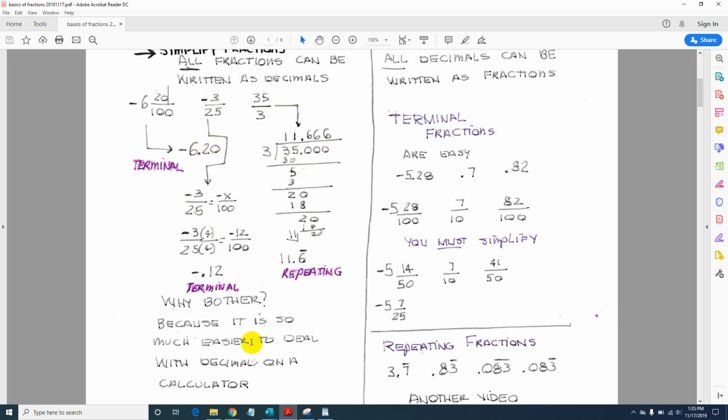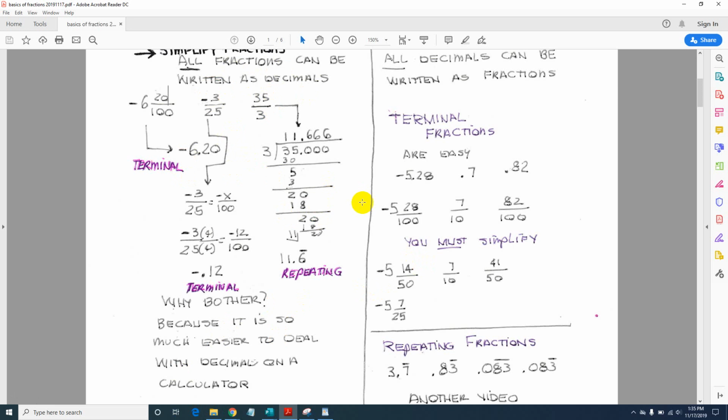Got it? Okay. Why bother do this? Why do we bother do this? Well, because it's much easier to deal with a decimal on a calculator. If you type a fraction into the calculator, you don't get a fraction, you get a decimal, and the calculator really shows you what the decimals are. So calculators work in decimal. That's why you need to sometimes convert a fraction to a decimal.